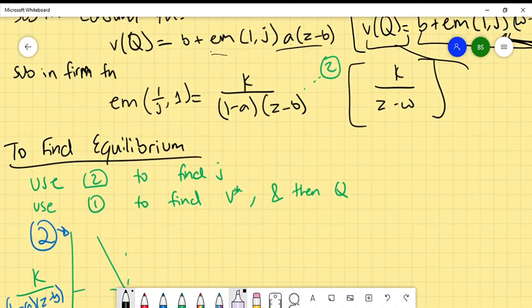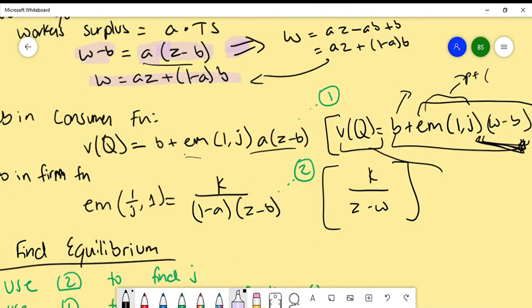So now we have K over Z minus W. So the probability PF equals K over Z minus W. You don't remember that? Okay, PF, the probability for the firm, is equal to the cost that they pay to put up a posting, over the profit that they get from each posting, kind of, in a way. And that is apparently called the probability.